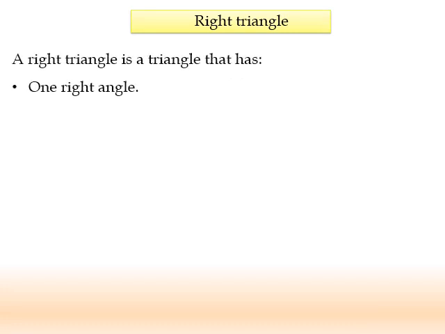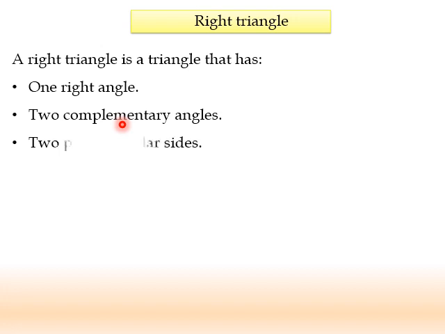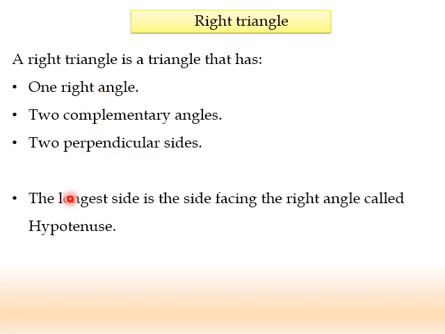Right triangle. Let's talk about the properties again. It has one right angle. The other two angles are complementary, so their sum is 90 degrees. It has two perpendicular sides that form a right angle, definitely. The longest side is the side facing the right angle. We call it the hypotenuse. It's a very important word.